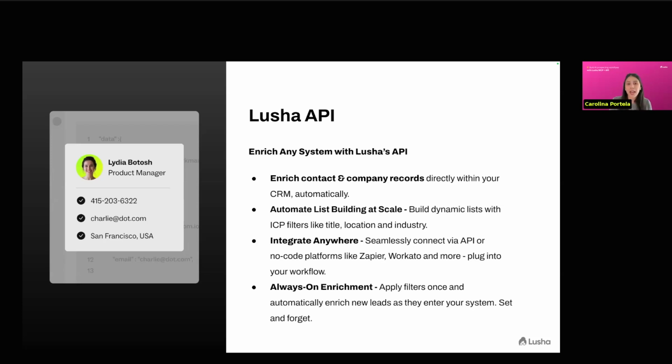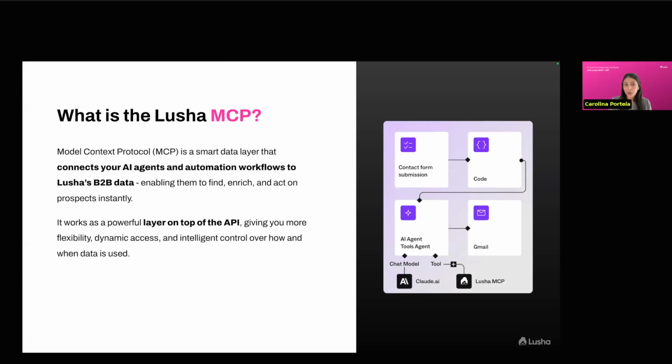You can actually spend more time on things that matter, which is why they're making the whole automation in the first place. So that's a little bit about Lusha API. If we can go to the next slide, please. Amazing. So now that we know what Lusha API is, let's understand what MCP is. That might be a new concept for some people.